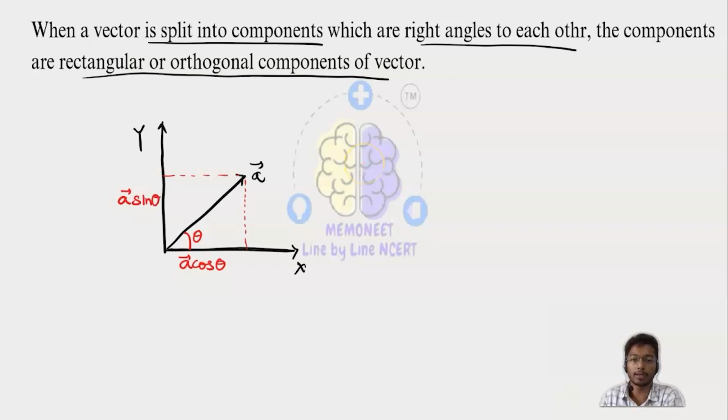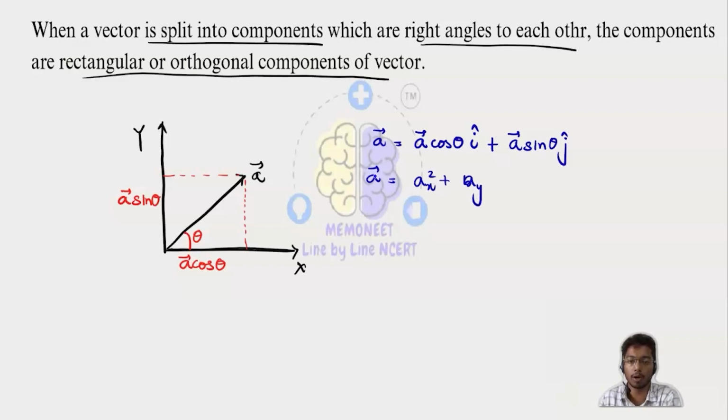We write A vector is equal to A cos theta in the x-axis, so the direction is i cap, plus A sin theta j cap. By the Pythagoras theorem, we know that the A vector will have the magnitude under root of Ax square plus Ay square. And tan theta is equal to Ay upon Ax.